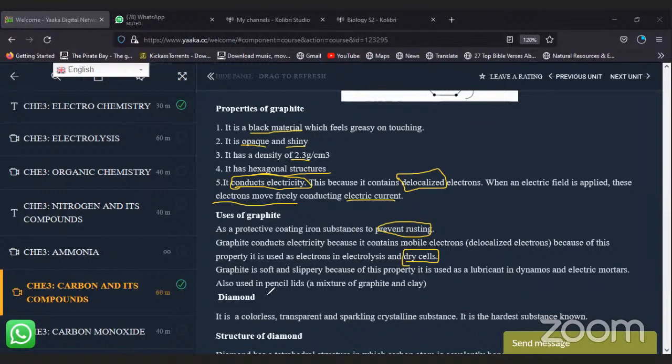All right, graphite is soft and slippery, and because of this property it is used as a lubricant in dynamos and electric motors. I don't know if you guys have seen a dynamo before. They used to be on bicycles, those bicycles that used to have lamps or lights. The lights were being powered by a dynamo, and those dynamos have a point on them that rotates. For something that rotates, we need to reduce the friction, so we lubricate to reduce the friction. Graphite can do a good job in lubrication.